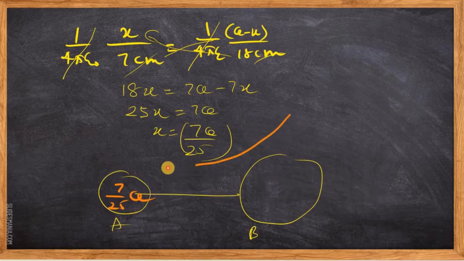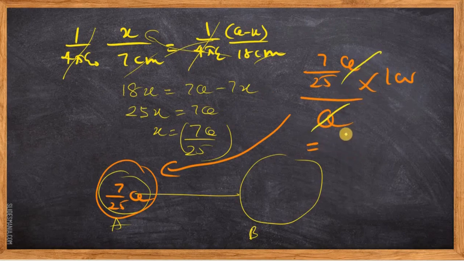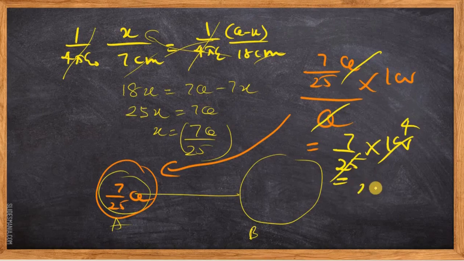But in our question they are asking only about the percentage of this one. So this is the remaining amount, 7 over 25 Q, and this was the total amount, multiplied by 100. So easily you can say Q and Q cancel off. 7 over 25 times 100, 25 times 4 is 100, so it's 28%.